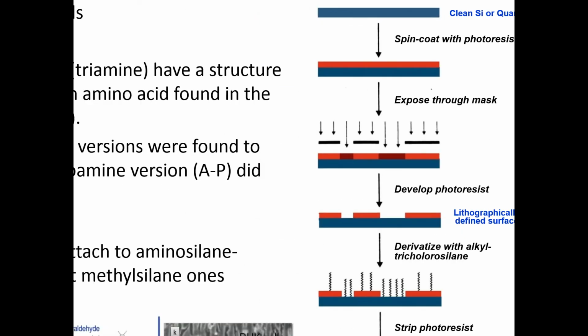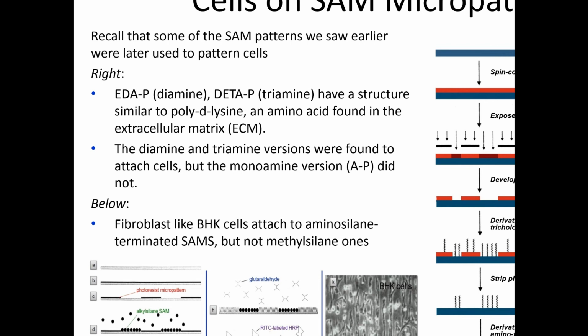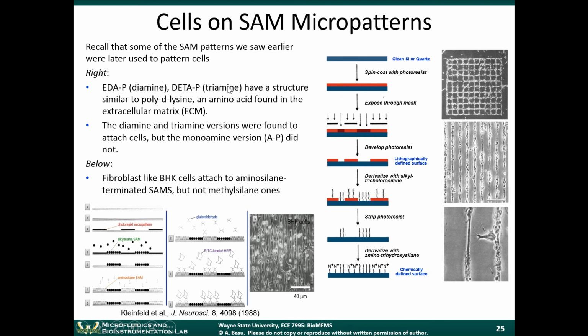In this example, there was EDA-P, which is a diamine, and then you had a triamine. These two types of molecules had a structure that's similar to an amino acid that's found in the extracellular matrix. So these regions here attached the cells, whereas the regions that were terminated in the monoamine versions, or there was no amine at all, those regions did not attach cells. You could pattern cells this way. We saw this example earlier.